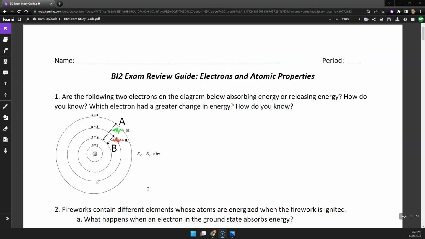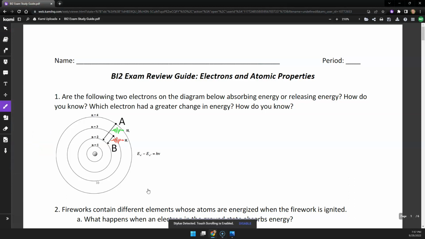All right, in this screencast, we're going to go through the entire Unit 2 study guide. First question. Are the following two electrons on the diagram below absorbing energy or releasing energy? How do you know? Which electron had a greater change in energy? Well, if you look at the diagram here, you are going from A out here down to this level right here. And then from here, we're doing the same thing. We're falling to a lower energy level. So in both cases, you are releasing energy.